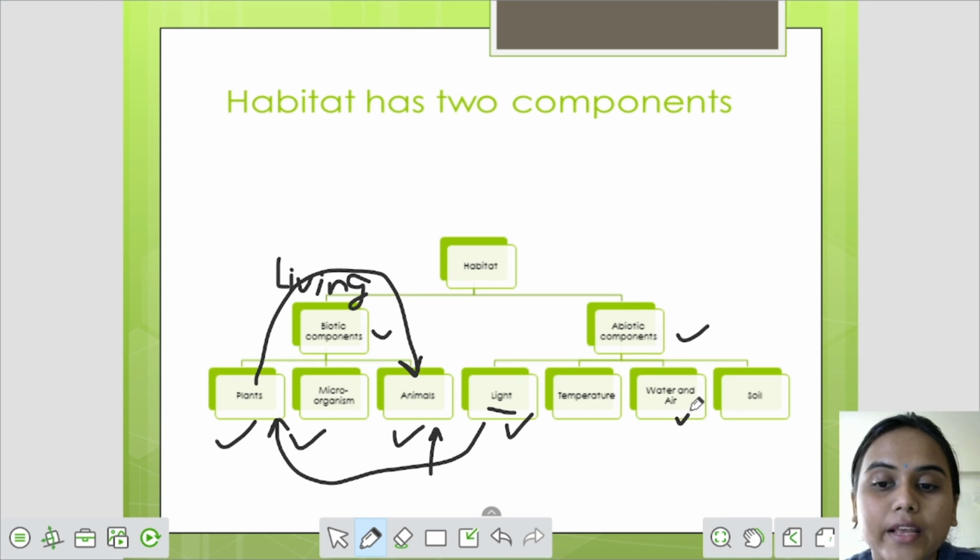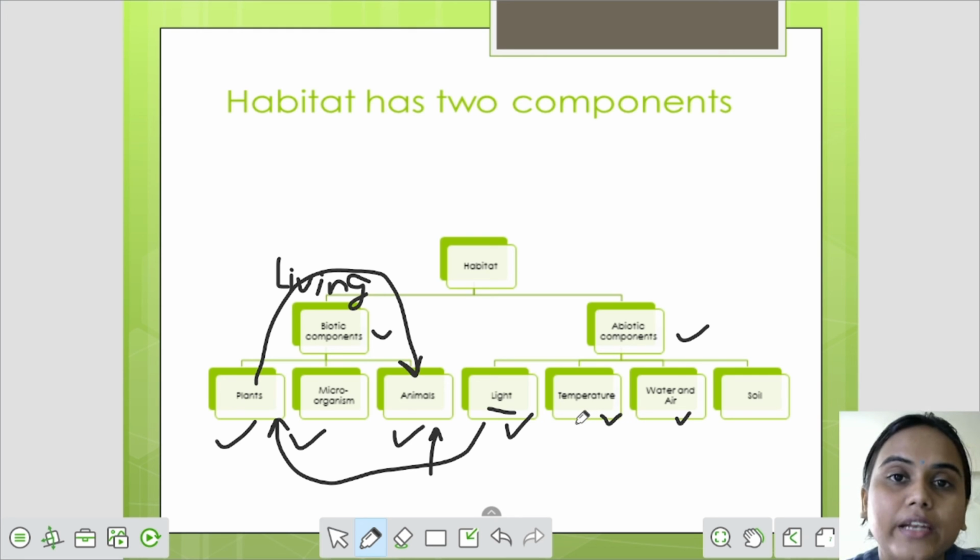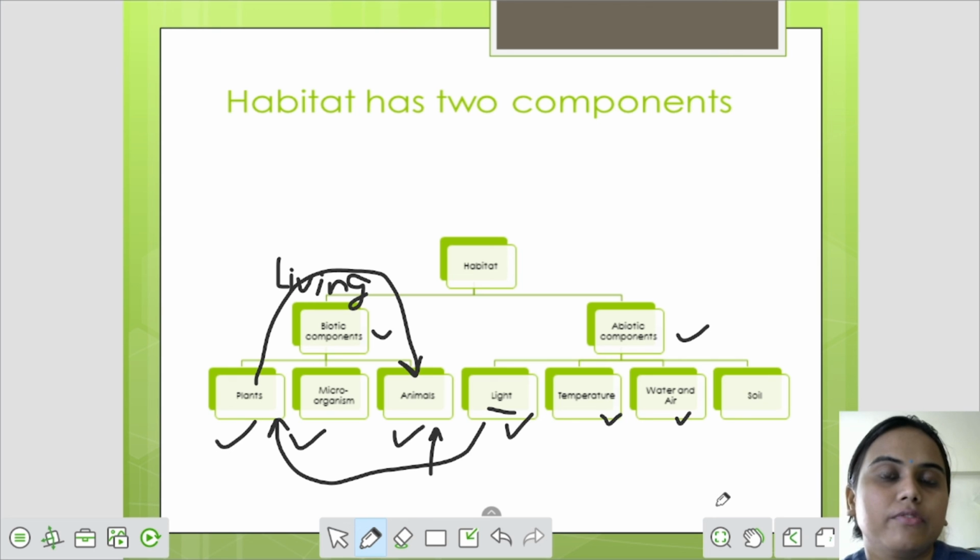So biotic components are directly or indirectly dependent on abiotic components. Here we have water and air. Don't you drink water daily? Can you survive without water? No, we cannot. So we have to take these abiotic components for our survival. Why temperature? Because a moderate and favorable temperature is necessary for any particular animal to survive. Like the polar bear I gave as an example: it needs a cooler environment compared to the giraffe that lives in a humid environment. So you can see the temperature variation, right?